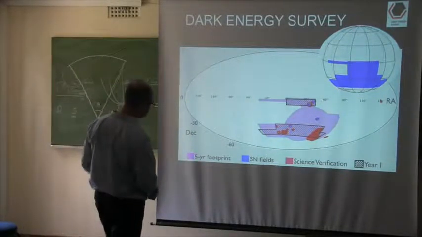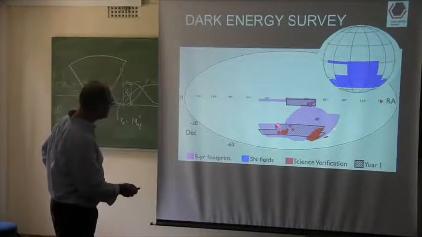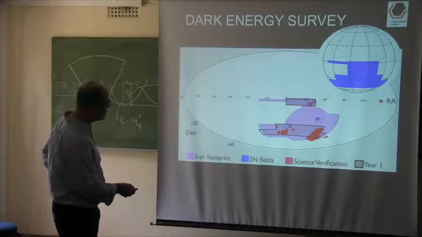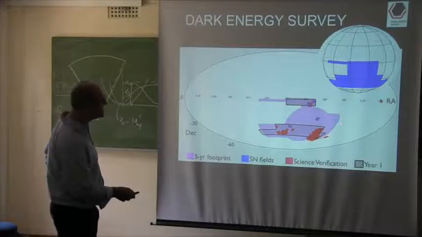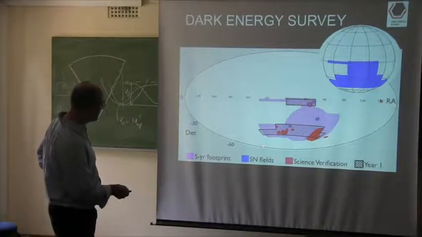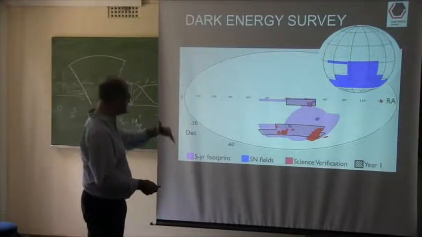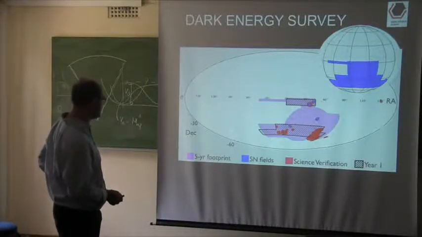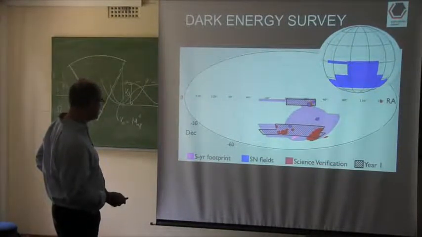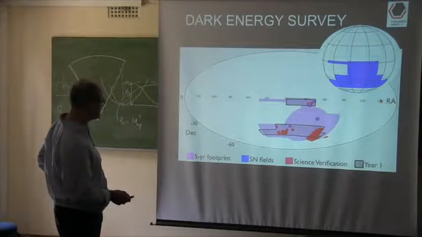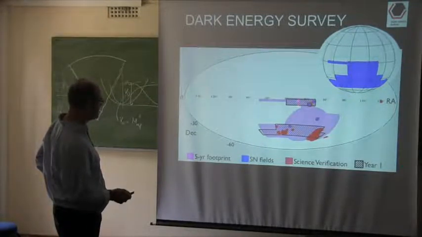So this is the footprint. It has been surveyed, and now we have the full footprint. This is the 3-year footprint, which already covers the full area. It's not the full depth, but it is the full footprint. These are the supernova fields, looking in different directions. This was the science verification area, and this is year 1.